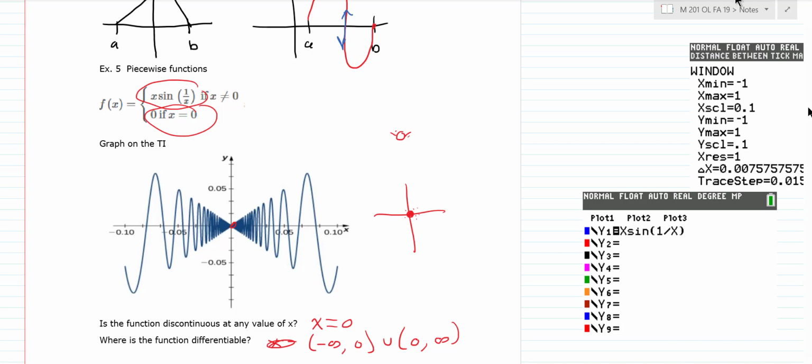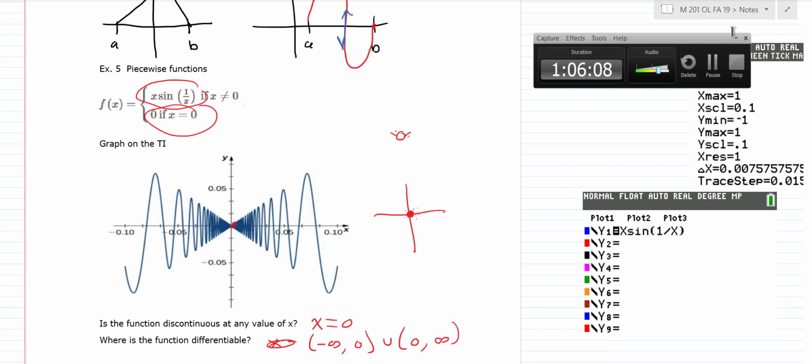I just think that's an interesting example to show students. Okay, so that'll wrap us up. Hope this helps everybody out on the topics of this.